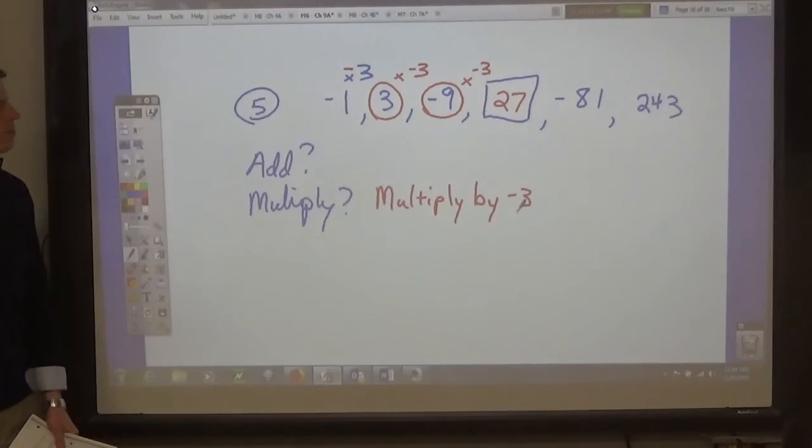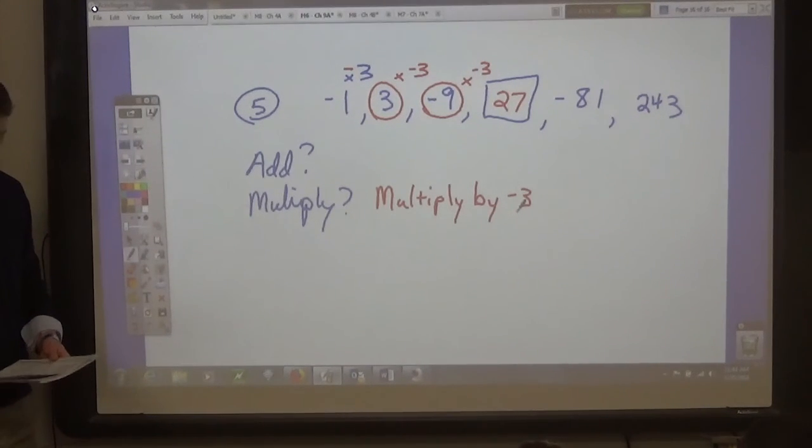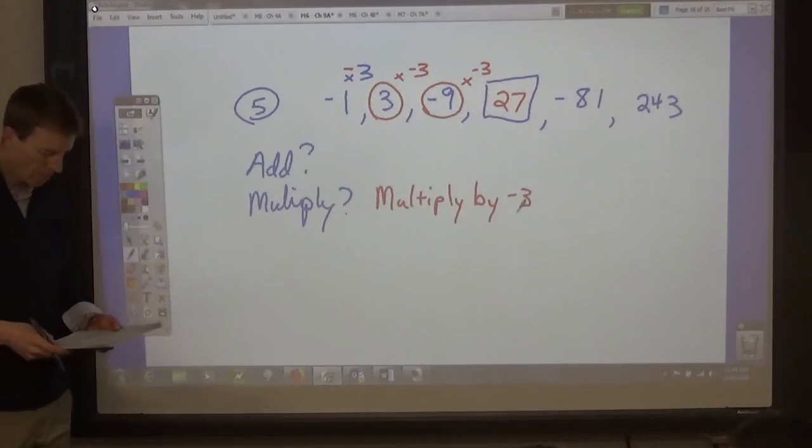Do you have to put the word by in there, or can you just put multiply -3? Multiply -3. It's 2 letters. Yeah, I know, but multiply by -3. Okay. 2 letters. All right.